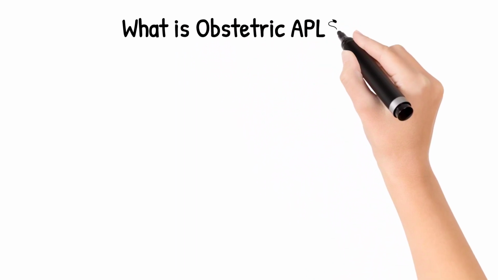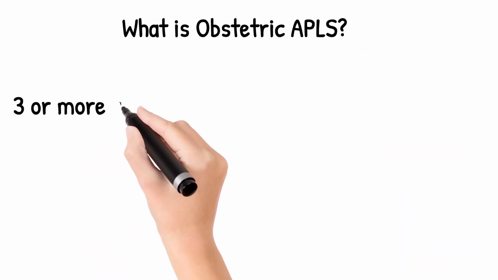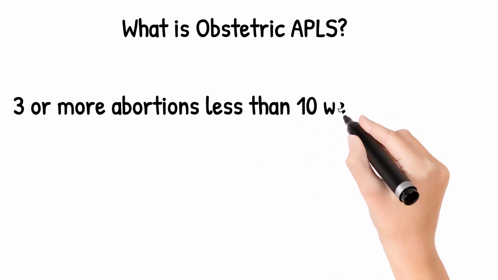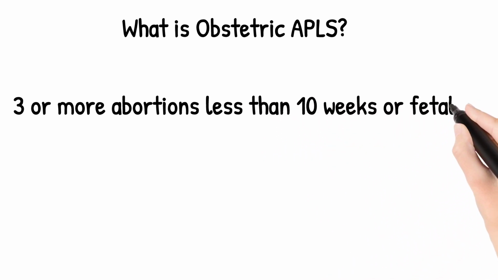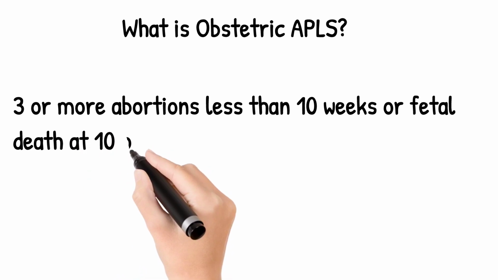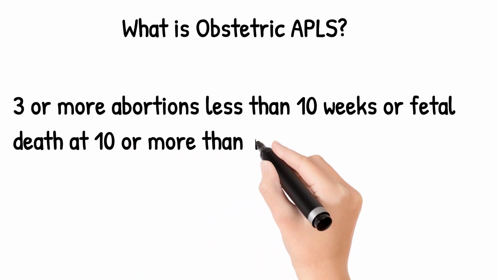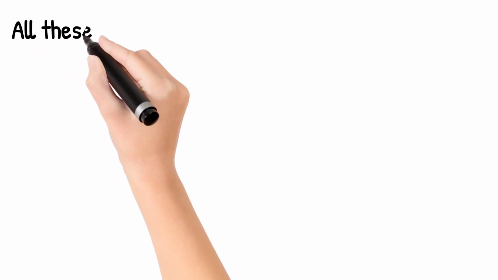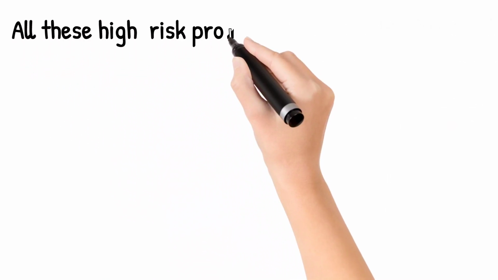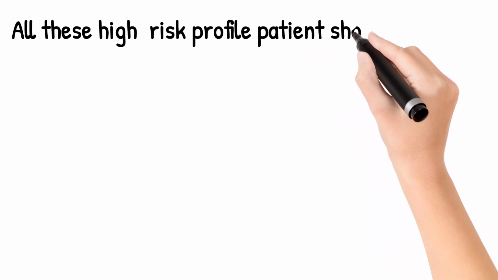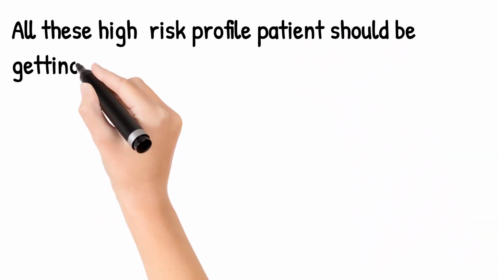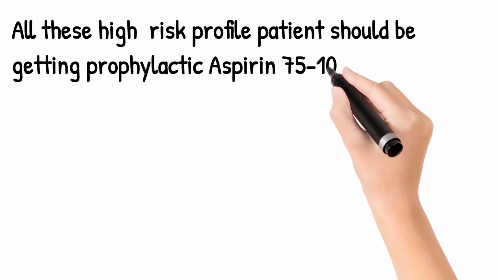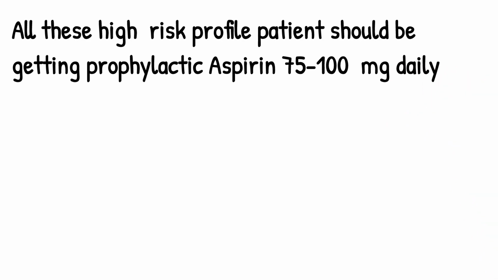Now, what is obstetric APLS? Obstetric APLS is if there are 3 or more abortions at less than 10 weeks, or there is a fetal loss at more than 10 weeks of pregnancy. That is called obstetric APLS. So now the thing is that all these high risk profile patients should be getting prophylactic aspirin 75 to 100 milligram daily.